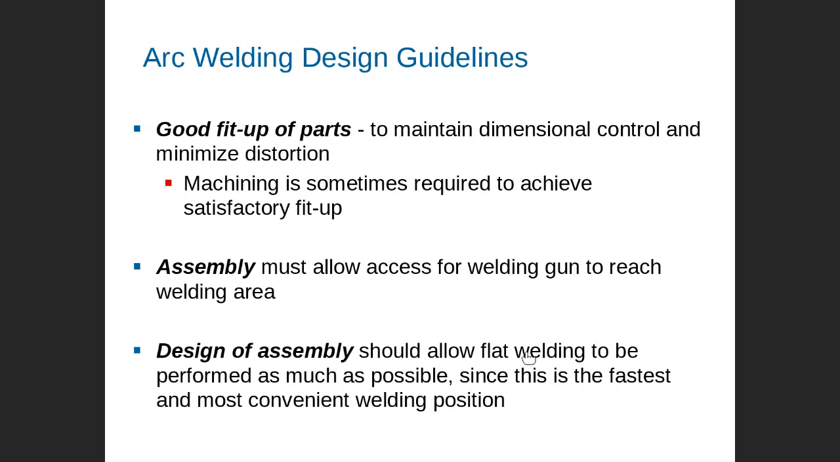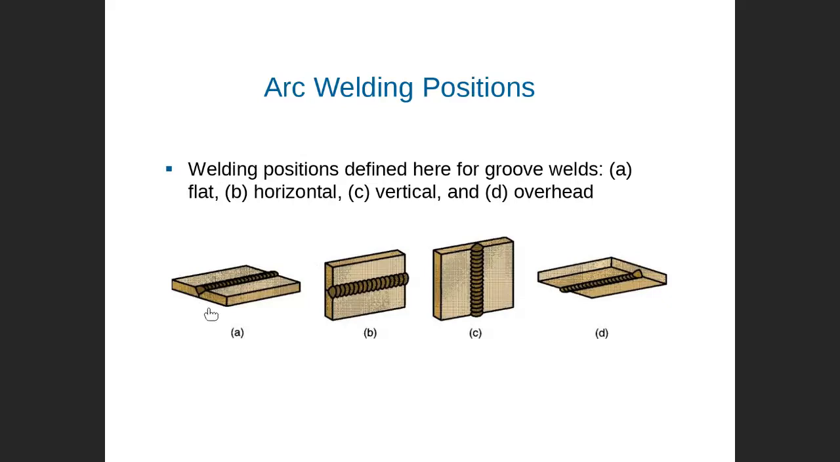Design assembly should allow flat welds to be performed. Flat weld is actually easier than other welds. So this is what we call flat weld. Priority is a flat weld. I'll show you. This is what we call flat weld. This is the priority. This is horizontal, this is vertical, this is overhead. I mean, flat weld is the easiest weld with the fewest defects. No need for a highly skilled technician to do it.